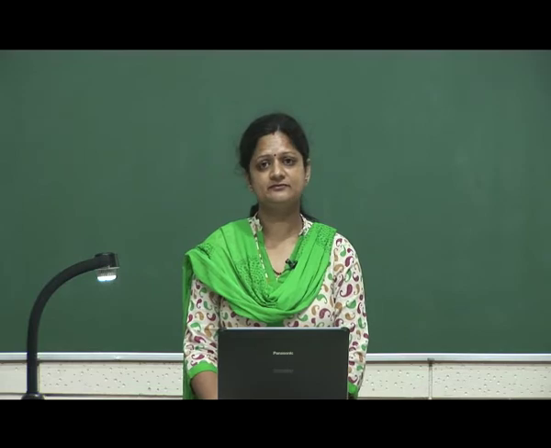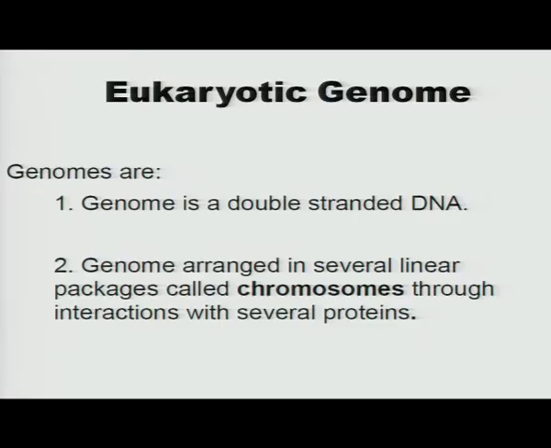Now let us learn how the genome of eukaryotic cells is organized inside the nucleus. If we talk about the eukaryotic genome, the genome is double-stranded DNA. Our genome is double-stranded in nature, and the genome is arranged in linear structures called chromosomes. In all eukaryotic organisms, the genome is linear; it is not circular like that of the bacterial cell.